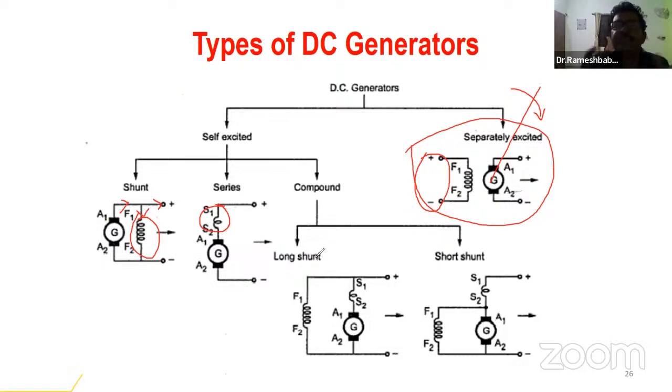Compound is nothing but a combination of shunt and series. It's called compound. Okay, right? I hope you understand what is a separately excited generator and what is a self-excited generator. One by one we'll discuss. This is a very, very important question. Please listen carefully.